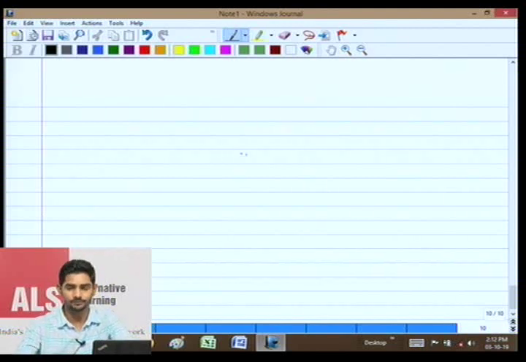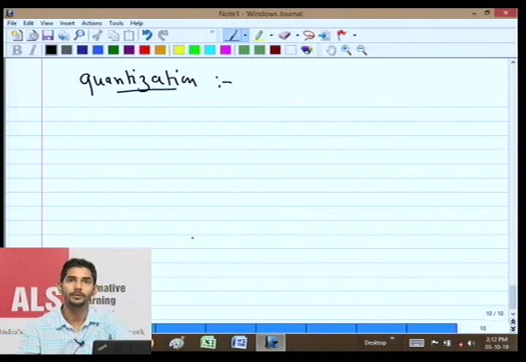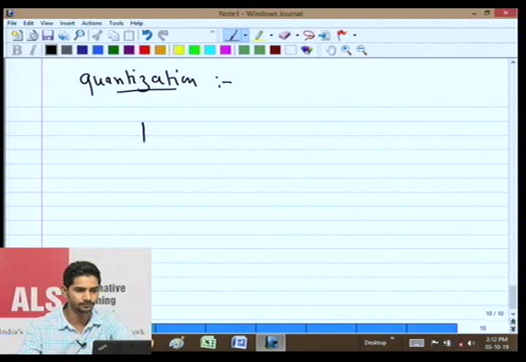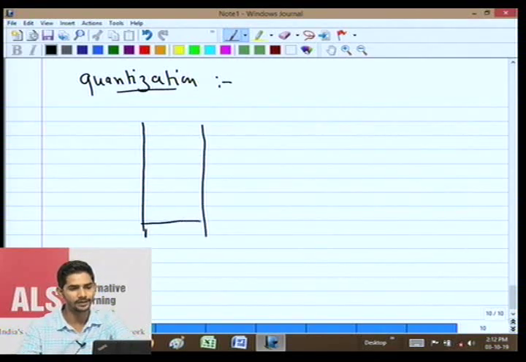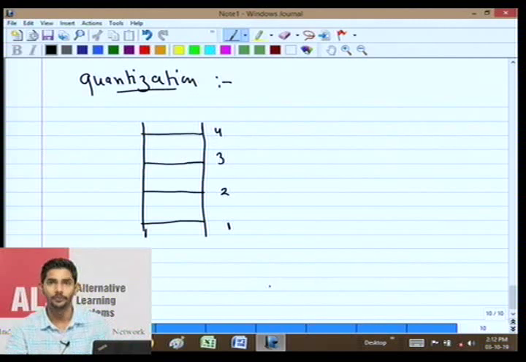Guys, look at the meaning of quantization. Just understand this concept. You need not copy anything, just look at the screen. Let's suppose this is a ladder, with steps 1, 2, 3, 4.